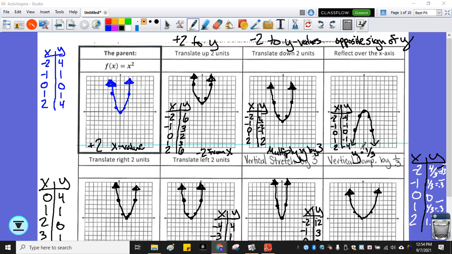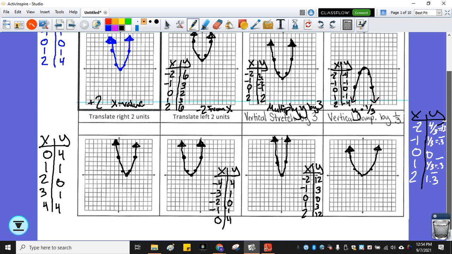So if they were positive, they become negative. If they're negative, they become positive. Right 2, you'll add 2 to your x values. Left 2, you'd subtract 2 from your x values.